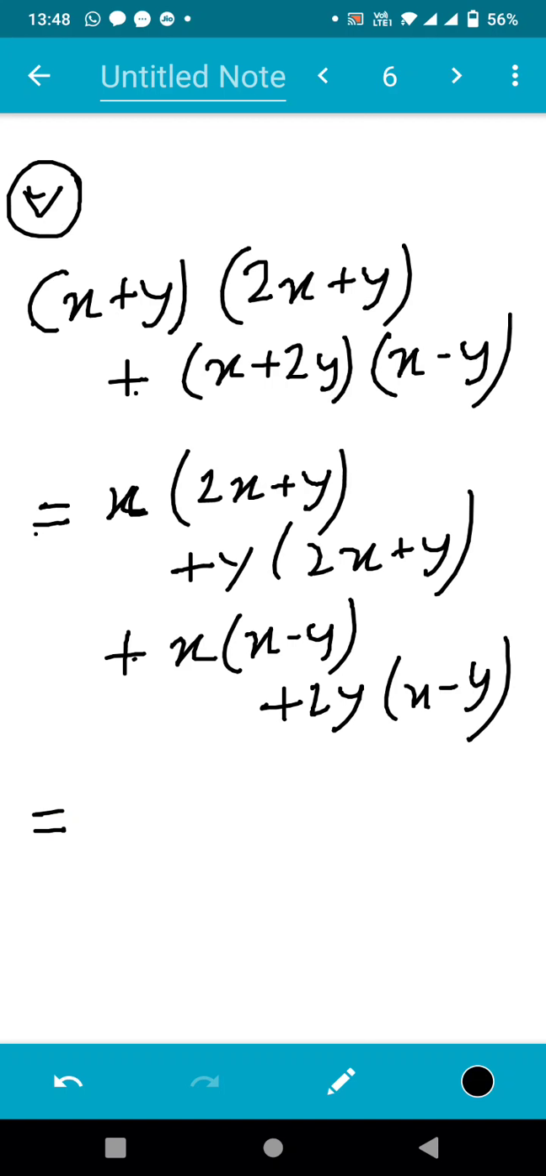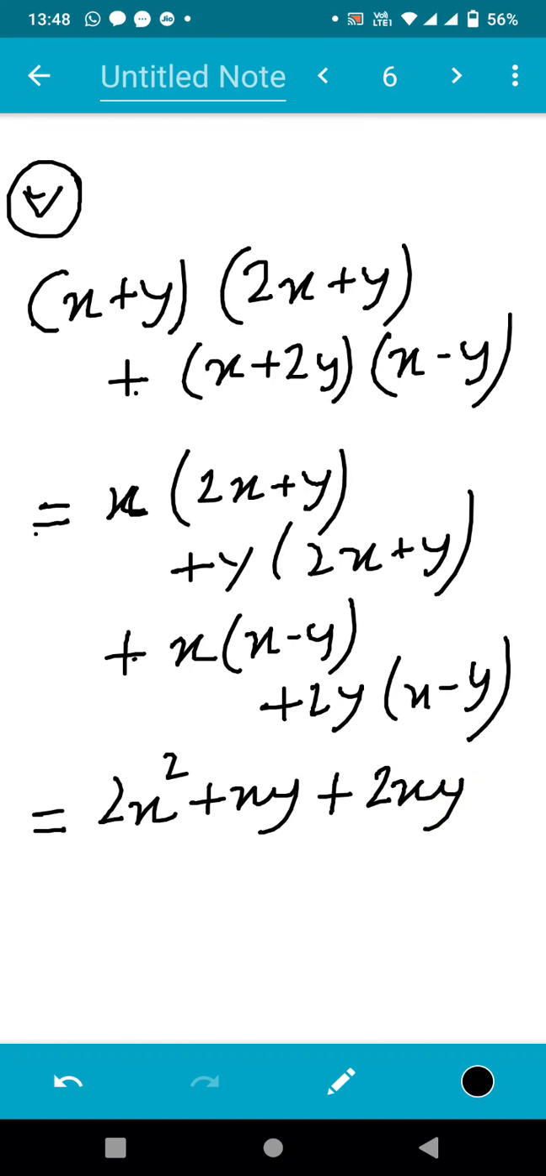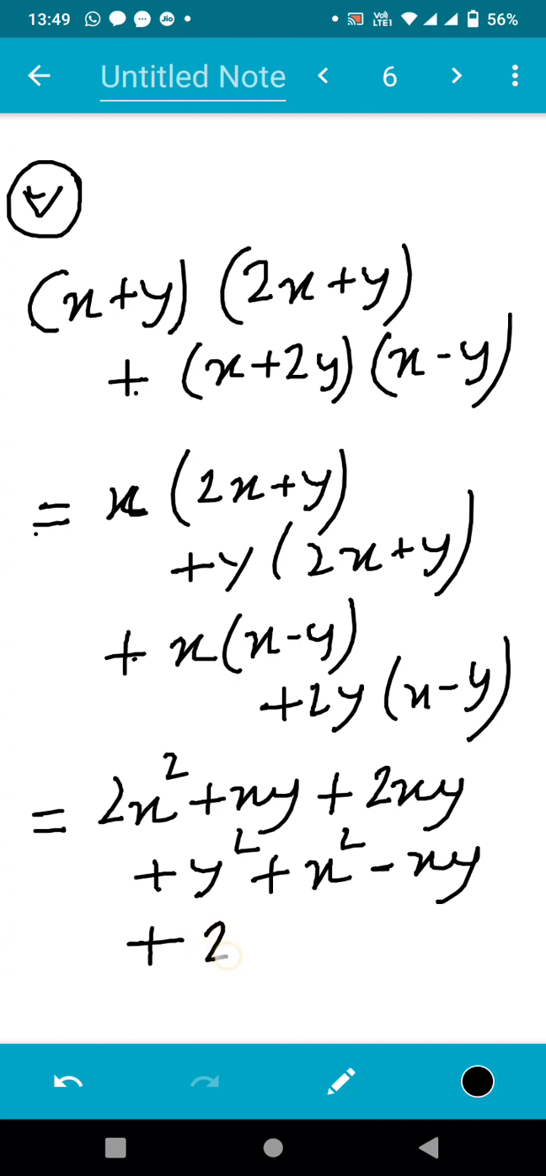We'll open the bracket. X into 2x would be 2x square. So x into plus y would be plus xy. Then y into 2x would be plus 2xy. yx and xy are same. Okay. Now plus y into plus y would be what? Plus y square. Okay. Then x into x will get x square. Plus minus is minus, so minus xy. Okay. Then plus 2y into x will give you again 2xy. Plus minus is minus, so minus 2y square.